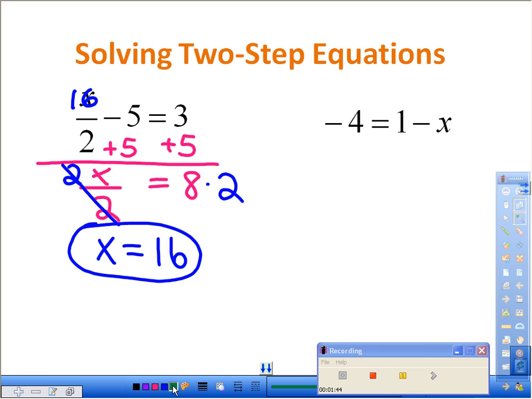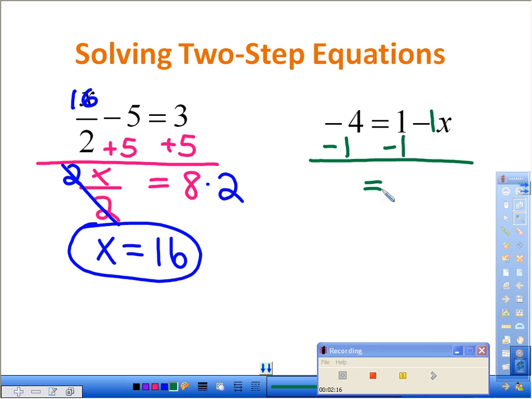The problem on the right looks a little different, but we still have two steps to do in order to get our solution. I would start by putting a 1 in front of the x, so that we know that x has a coefficient of negative 1. The number we need to get rid of first is this positive 1. To get rid of a positive 1, we subtract 1. And if we subtract from the right side of the equal sign, we have to subtract 1 from the left side of the equal sign.